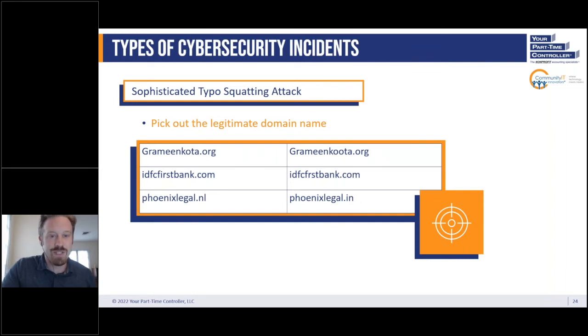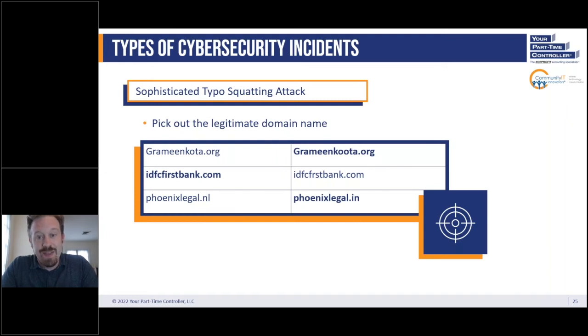So we've got Grameen Kota, we've got ID First Bank, we've got Phoenix Legal. This one is very interesting and very tricky to uncover. Here we see that the fraudsters really planned out their attack in great detail, and this was actually an attack that would have been an 8-figure haul if they had been successful. In this example, there are multiple exploits, a compromise of some internal accounts, which gave the hacker insight into when and how to attack. And we can see that they set up domains that were very similar.